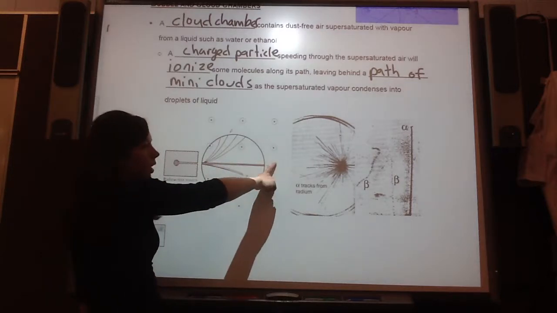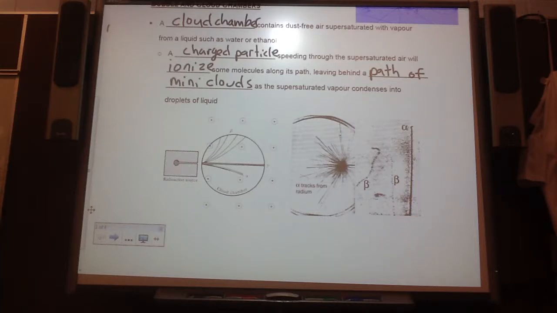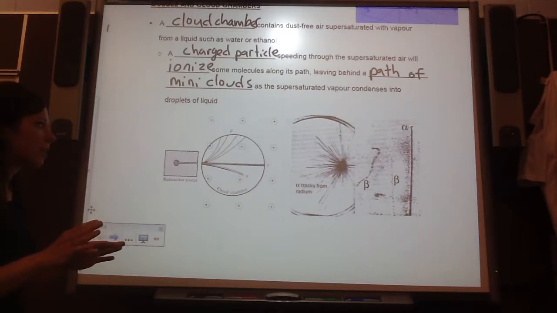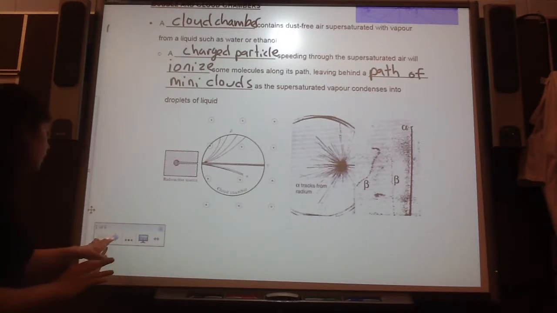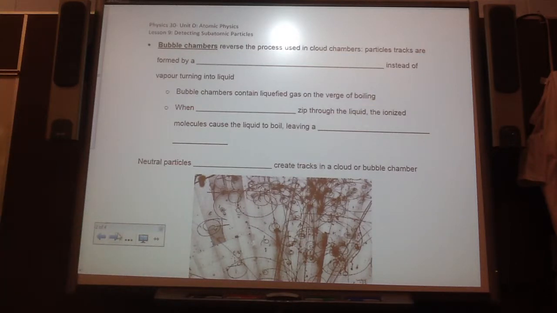Now the one that's going straight across is gamma, because a gamma is just a photon, so it doesn't have a charge. We don't really see its tracks necessarily, but we see it when it collides with an electron. So that's the cloud chamber.